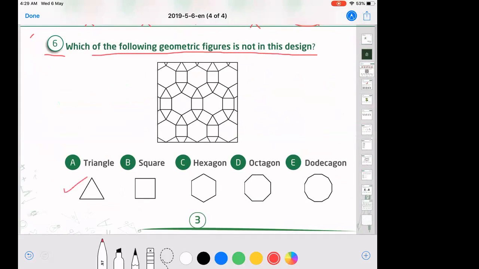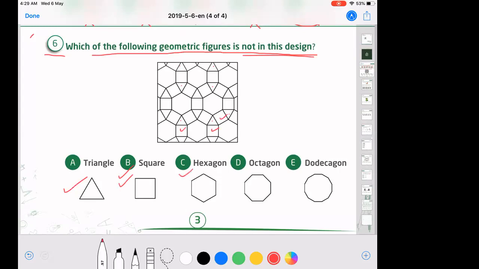The first one is a triangle, and I think we have a triangle here. So that triangle is included in our design. So this is okay. I'm asking now about which is not in this design. The square. Here we have a square. So the square is also included in our design.